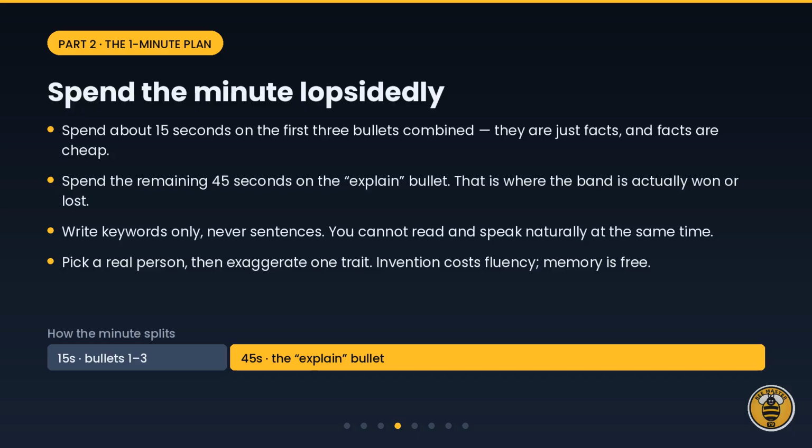So, that 1 minute. Most candidates waste it writing full sentences, and then they read those sentences out loud, and it sounds like reading because it is. Here is a better way to spend it.